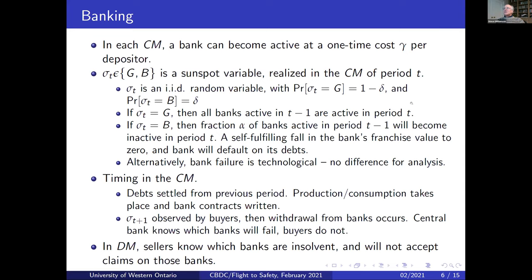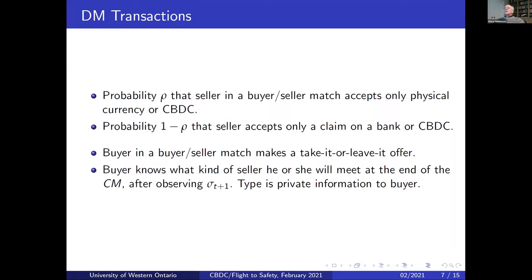Okay, now decentralized market transactions. There's a probability rho that the seller the buyer is matched with in the decentralized market will accept only physical currency or CBDC. And there's a probability of 1 minus rho that they accept only a claim on a bank or CBDC. So the assumption here is something about how the CBDC is designed.